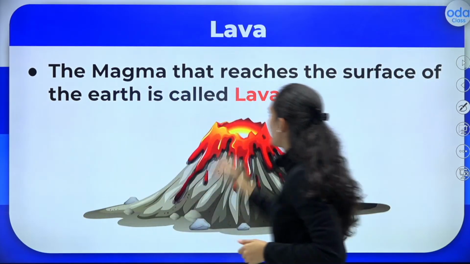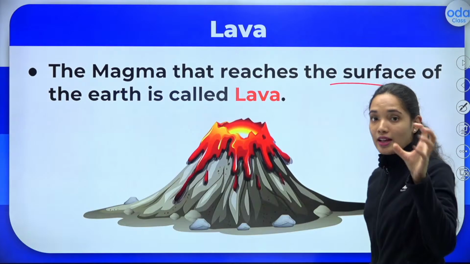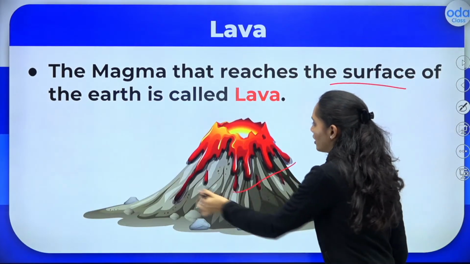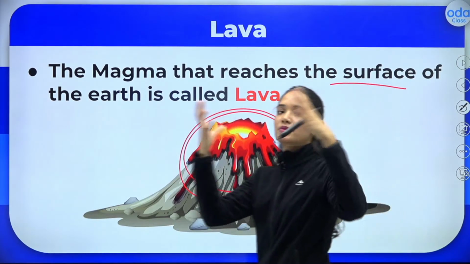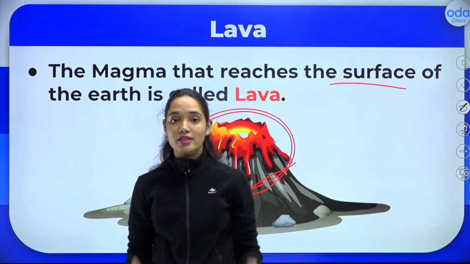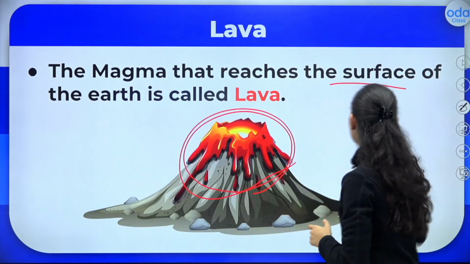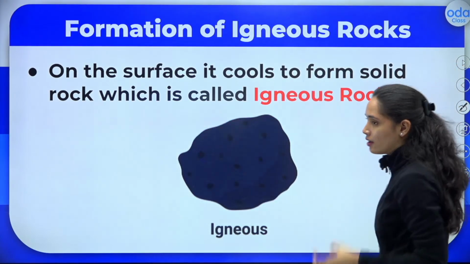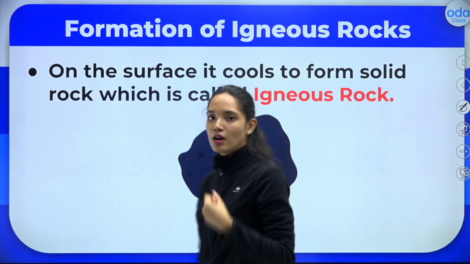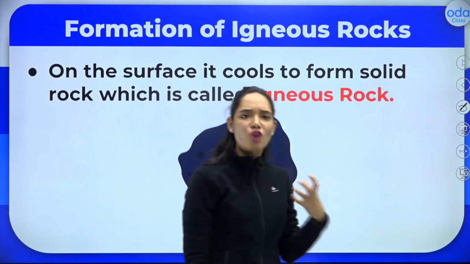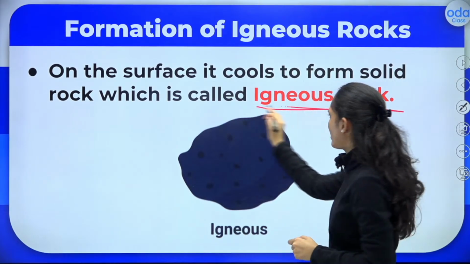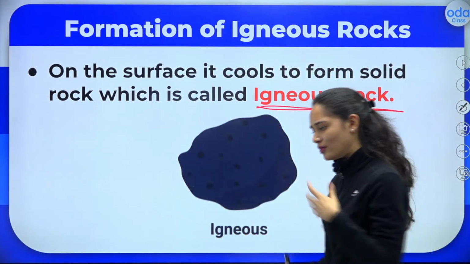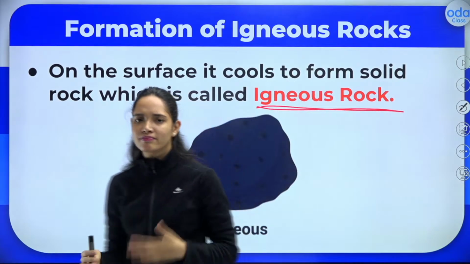When this magma reaches the surface, it is called lava. The flowing magma which you see, which erupts like anything, right students, that is called lava. On the surface it cools down and forms a solid rock, which is called igneous rock. Very, very easy students, igneous is related to fire, isn't it?